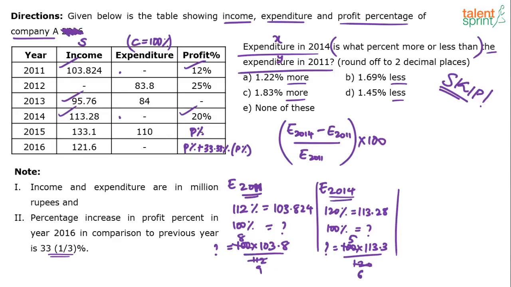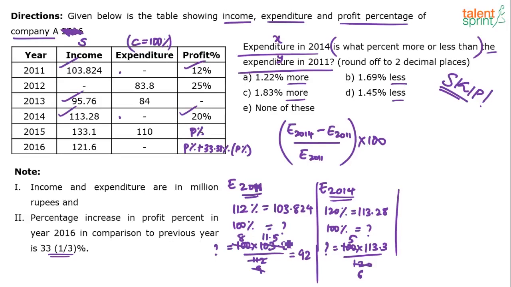Now 103.8 by 9: 90 plus 13.8. 90 goes 10 times. 13.8 can be taken as 9 plus 4.8, which is approximately 1 plus 0.5. So 10 plus 1 plus 0.5, 11.5. This goes 11.5 times approximately. 11.5 into 8: 11 into 8, 88. 0.5 into 8, 4. 88 plus 4 is 92. This comes out to be 92.